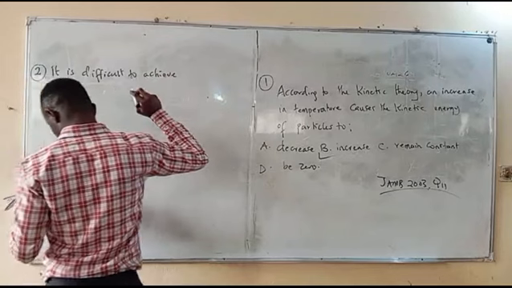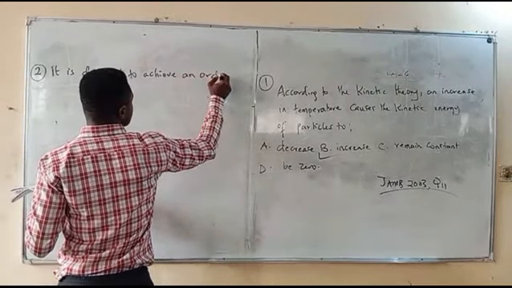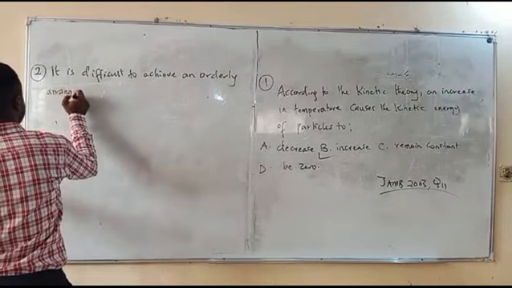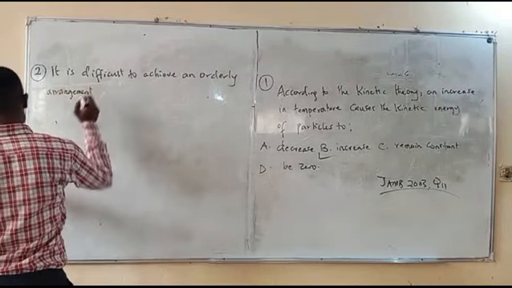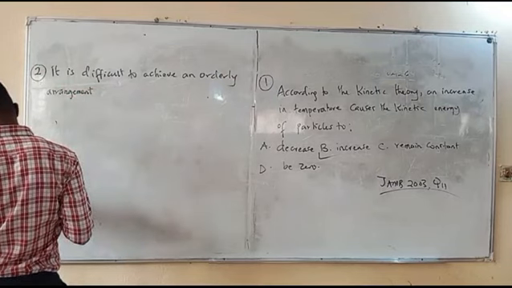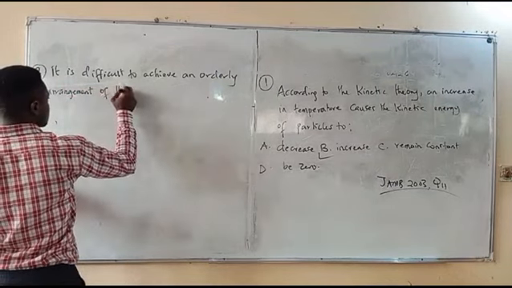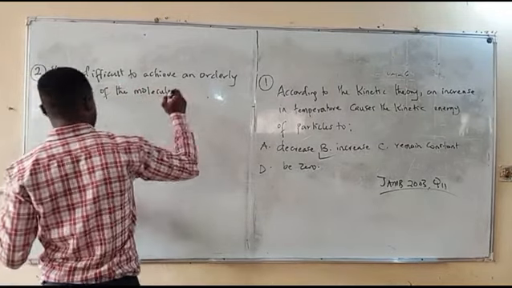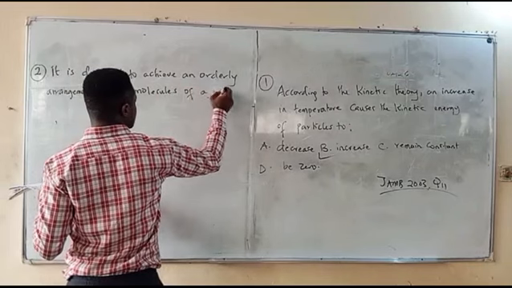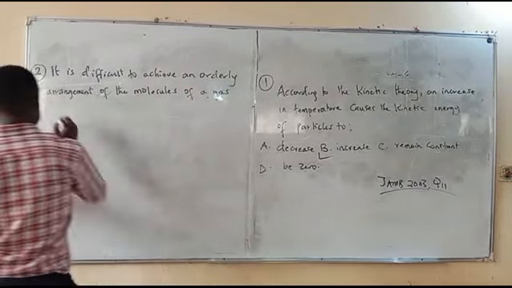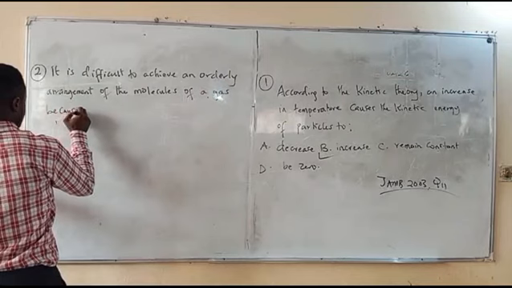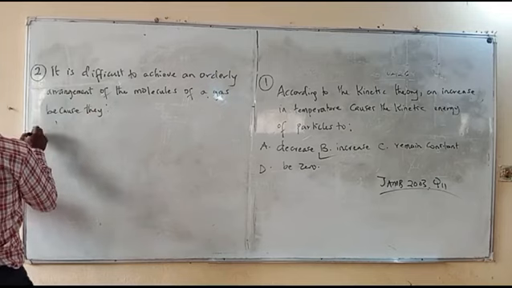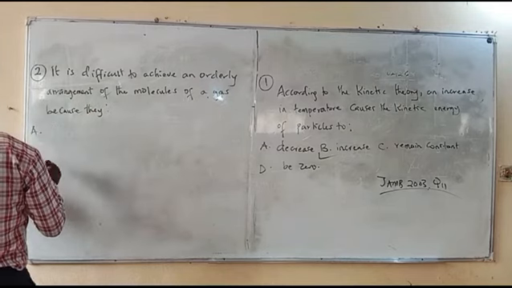The question says, it is difficult to achieve an orderly arrangement of the molecules of a gas because they A, can collide with one another in the container, B, are too small in size, C, have little force of attraction between them, D, have no definite shape. This question comes from JAM 2004 question 32 as stated in Prep 50. So what's the answer? We explained this today.